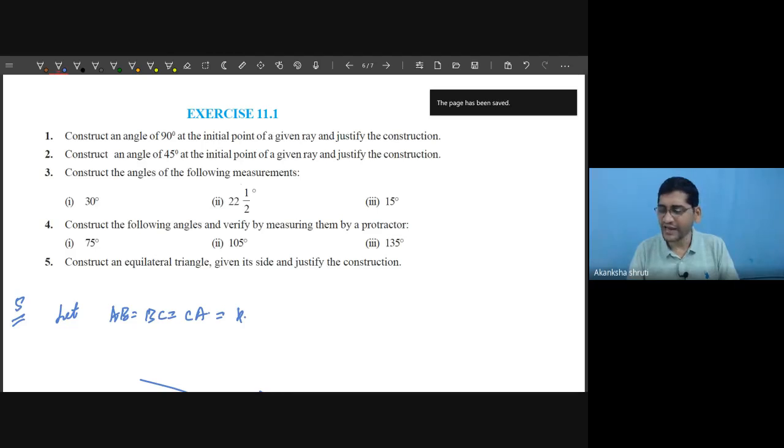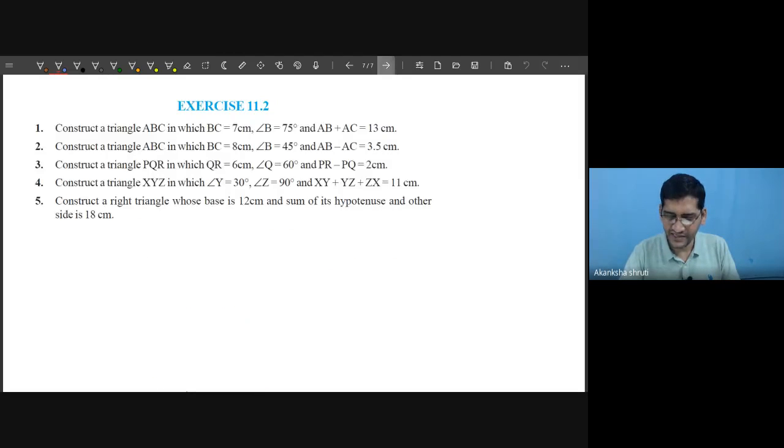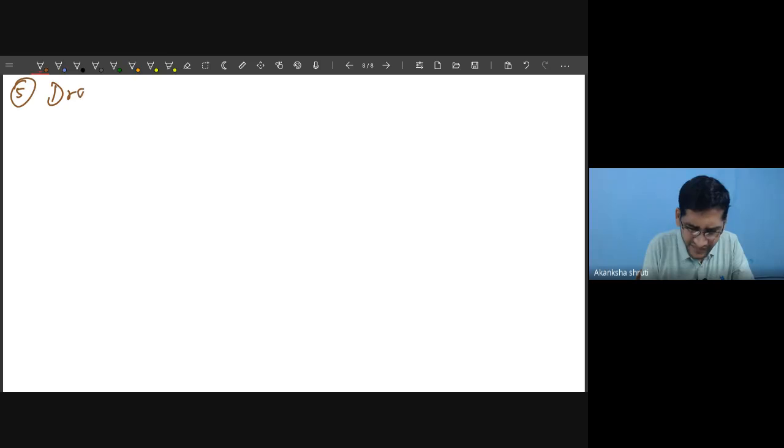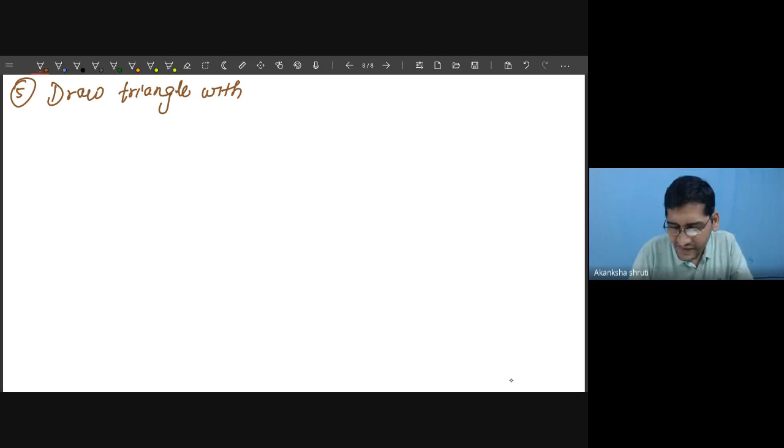Now let us go for another way of drawing the triangle. So students, let us go for 5. Draw a triangle with given base and two base angles.